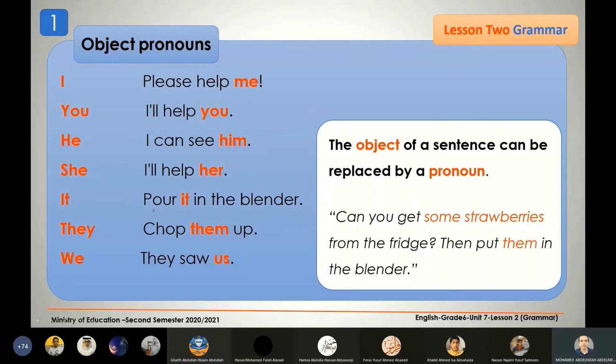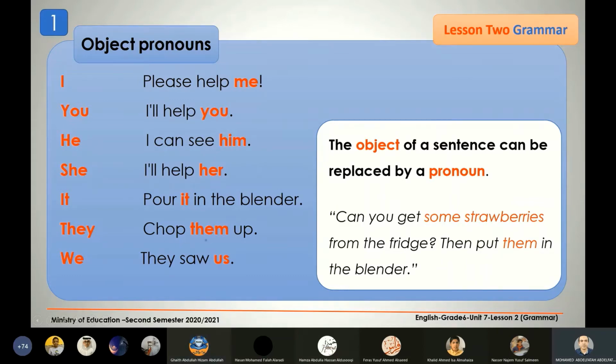Okay. For example, pour it in the blender. Yesterday we had a lesson about smoothies. And after you finish making your smoothie, you pour it. You pour the smoothie in the blender. Yeah, bravo. Then we have the subject pronoun they. You start your sentence with they, okay? They chopped the tomatoes. Yeah, they chopped them up.